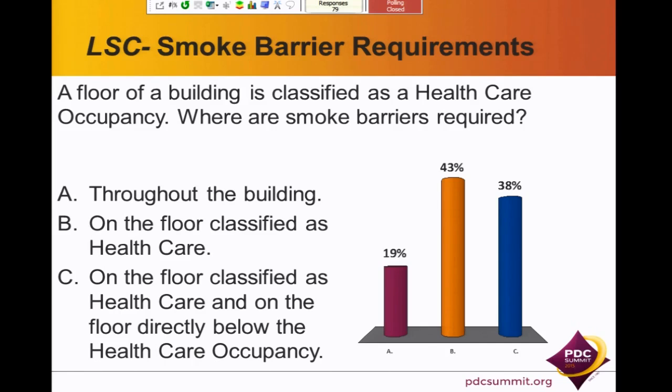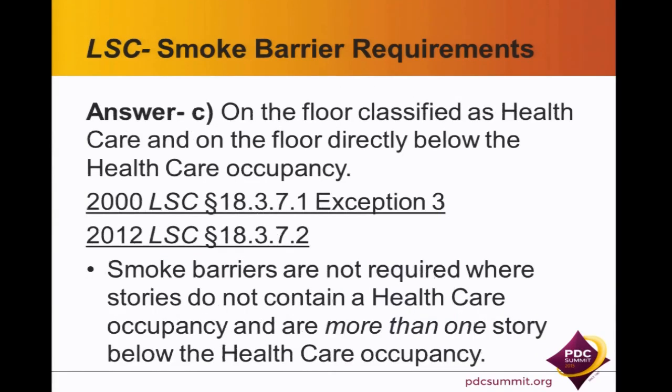All right, the correct response is actually C, on the floor classified as healthcare and on the floor directly below the healthcare occupancy. So regardless of the occupancy, with some caveats, but for example, if there's a business floor below your healthcare occupancy, you are required to have a smoke barrier serving that floor. They're not required where stories don't contain a healthcare occupancy and are more than one story. So like you mentioned earlier, yes, sir, if you're 2 stories below and you are a business occupancy, there's no requirement for smoke barriers. And same thing if you're above a healthcare occupancy, even just 1 story, there's no requirement for smoke barriers.